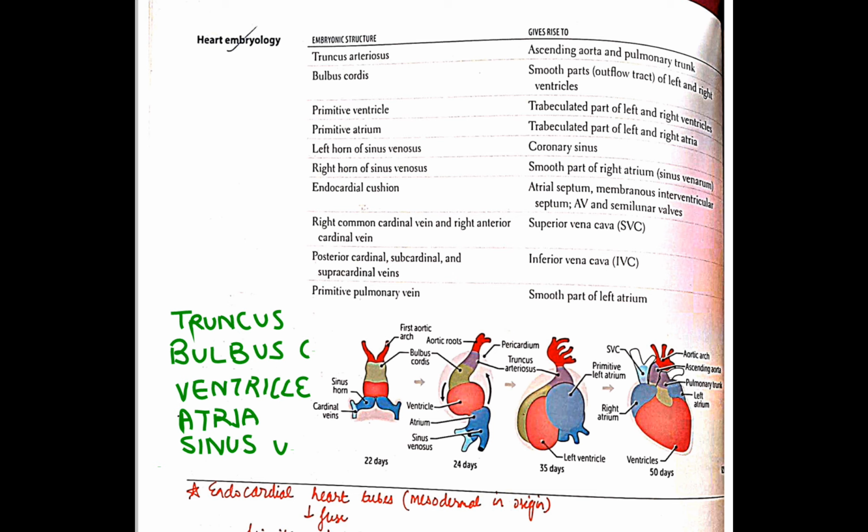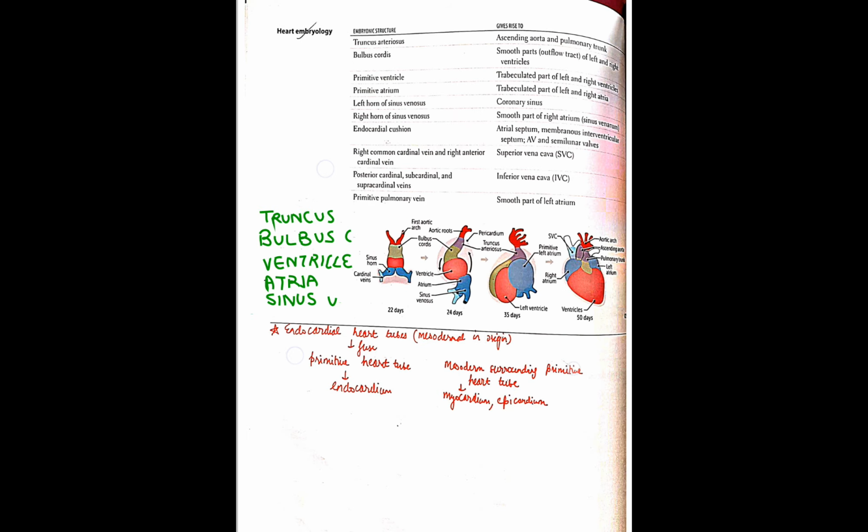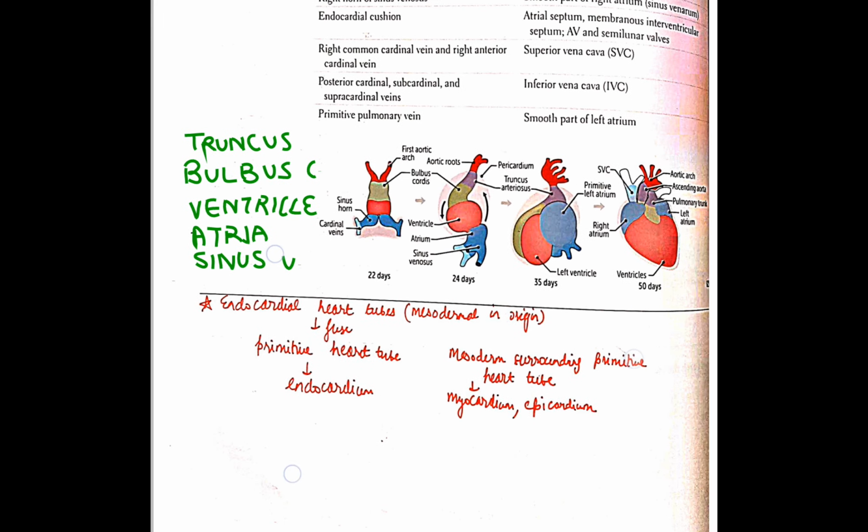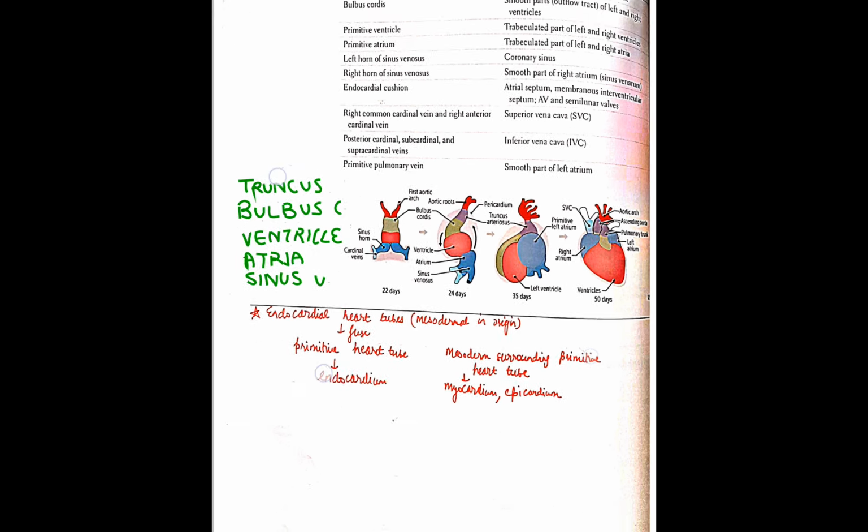Then the right common cardinal and right anterior cardinal will form the SVC. Posterior cardinal, sub- and supracardinal will form the IVC. These we have all discussed in the venous system. So that is all we need to remember in the case of heart embryology. Endocardial heart tubes are mesodermal in origin and they fuse to form the primitive heart tube that will form the endocardium. So endocardium is mesodermal, and then myocardium and epicardium will be formed surrounding that.